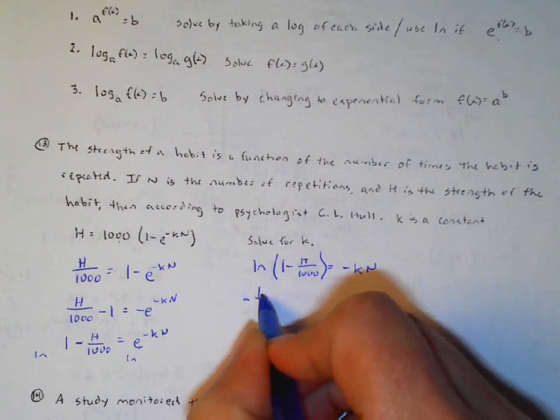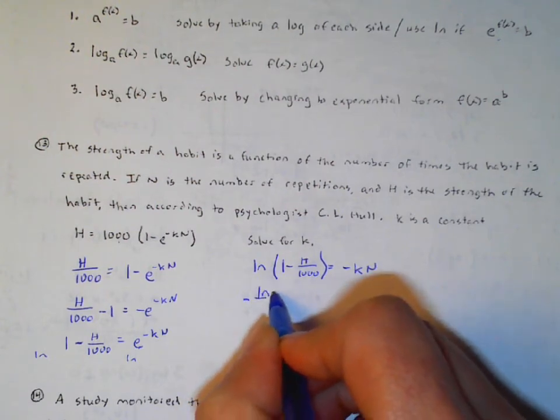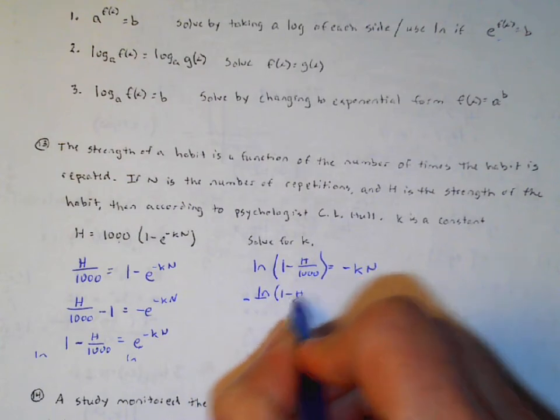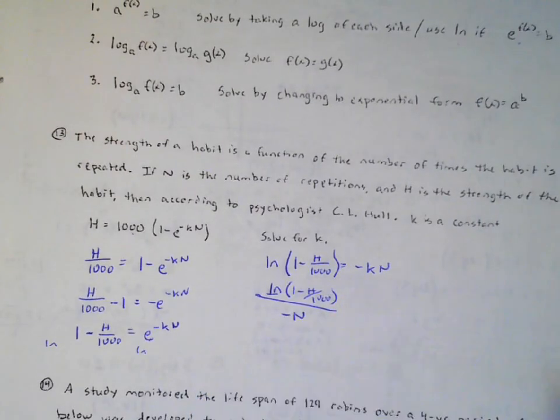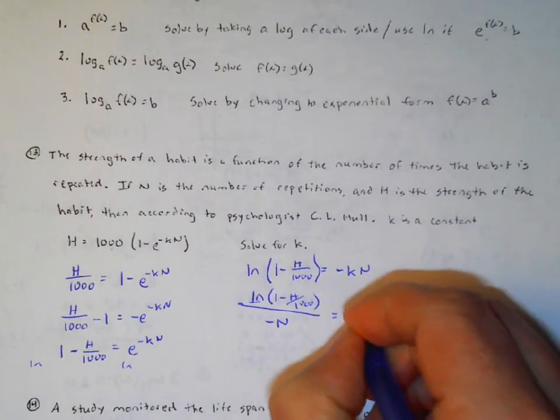Different ways you could write it. We'll just do it like this: natural log of 1 minus h over 1,000 divided by negative n. And there we have our constant.